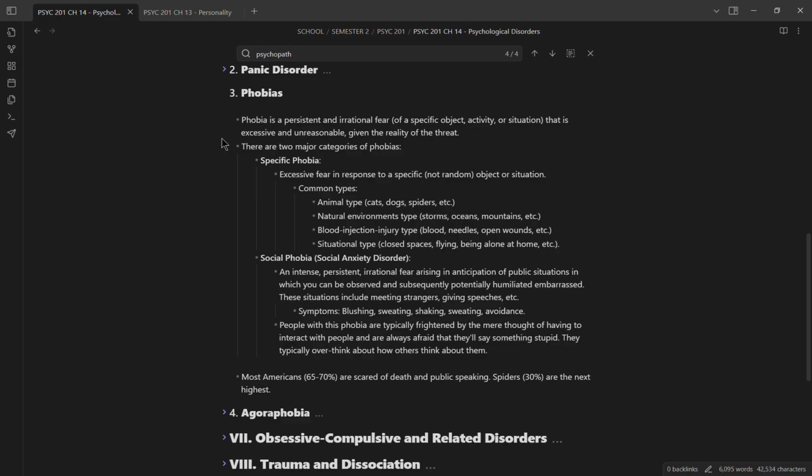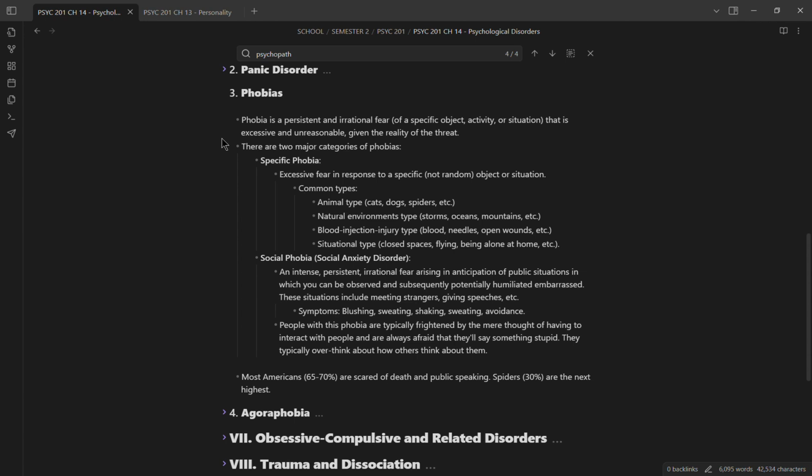Phobias. Phobia is a persistent and irrational fear of an object, activity, or situation that is excessive and unreasonable given the reality of the threat. There are 2 major categories. These are specific and social phobias. So specific are excessive fear in response to specific, not random, objects or situations, right? Things like animals, natural environments, blood-injection-injury types, right? Like blood, needles, open wounds, and situational types, right? Being alone at home, flying, closed spaces, whatever it may be.